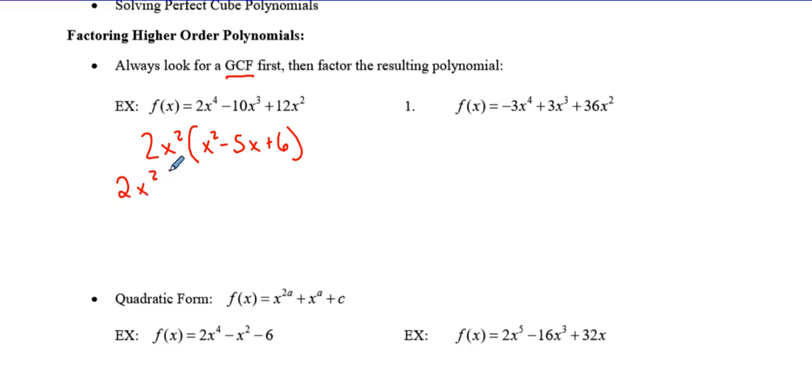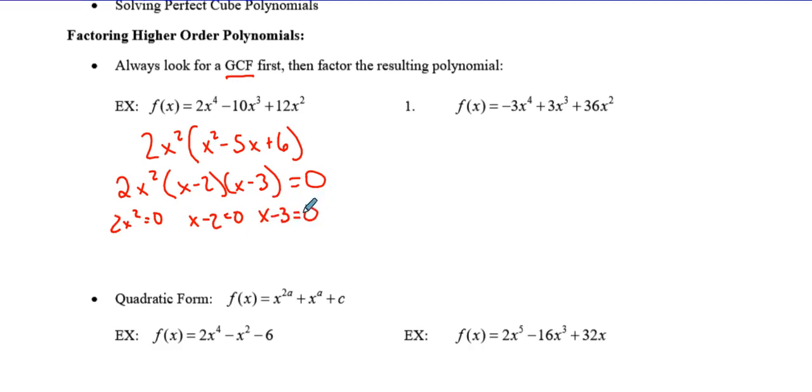For the sake of simplicity, I'm going to assume that you know how to factor this. Factors of 6 that add up to negative 5 would be x minus 2 and x minus 3. If you have trouble with that, then come see us and we'll talk about factoring in more depth. But again, we're looking for solutions, so we're looking for what makes this equal 0. So I have 1, 2, 3 factors. Each one should be set equal to 0 and solved. That is the zero product property.